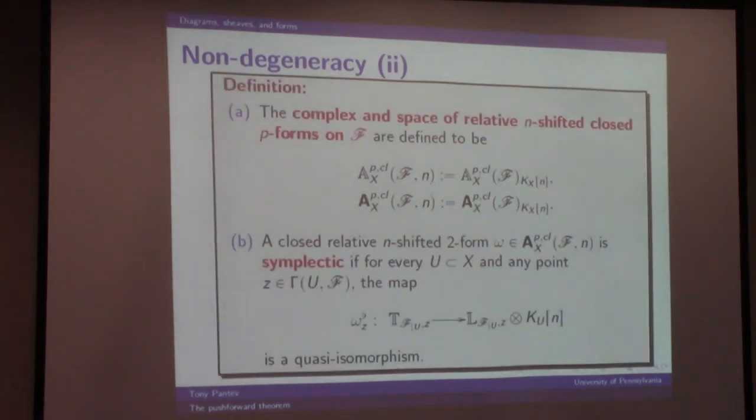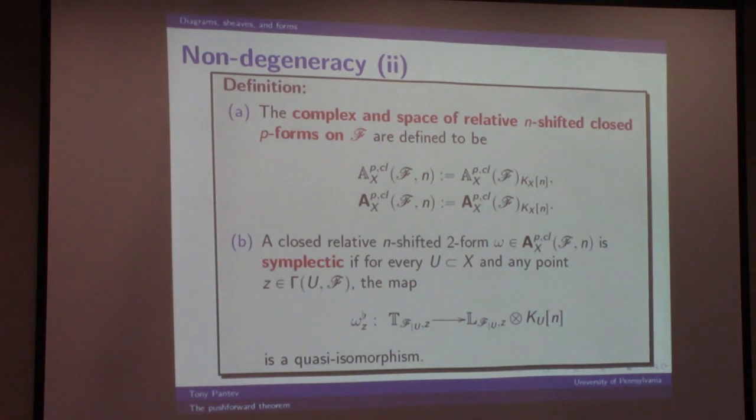And here's the definition. The space of relative n-shifted forms on the stack F is going to be the complex of closed relative p-forms on F with values in the dualizing complex shifted by n. And in particular, a relative n-shifted 2-form on the stack is a relative 2-form with values in the Verdier dualizing complex shifted by n. And it's symplectic if this value, the contraction with the tangent, the pullback of the relative tangent complex by a section to the relative cotangent complex, mapping to the restriction of the dualizing complex to the open shifted by n, is a quasi-isomorphism for every section.